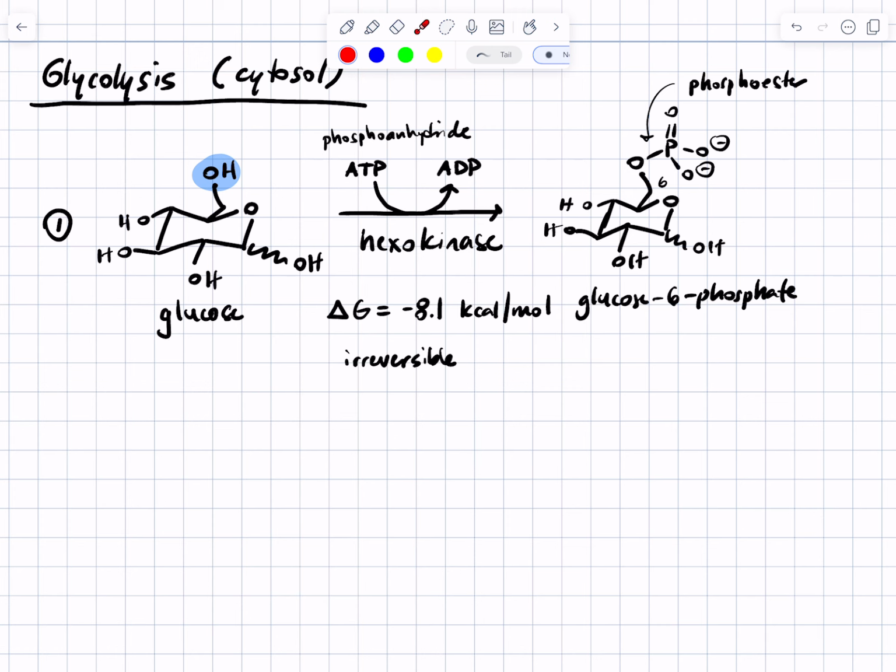And then a kilocalorie is just what we call a calorie, right? A kilocalorie, as in kcal, is the capital-C Calorie on your nutrition label.